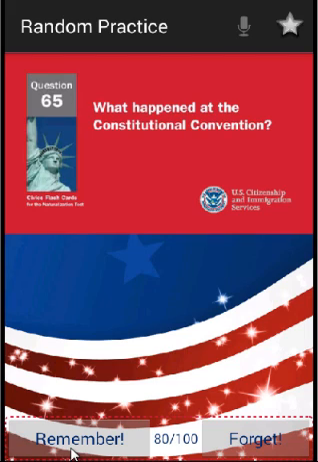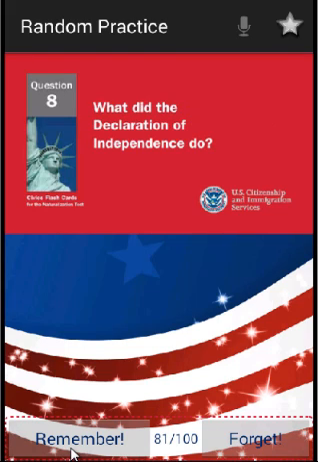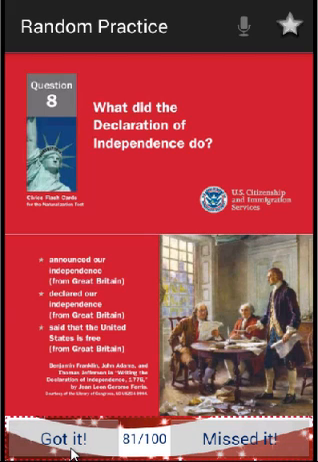What happened at the Constitutional Convention? The Constitution was written. The Founding Fathers wrote the Constitution. What did the Declaration of Independence do? Announced our independence from Great Britain. Declared our independence from Great Britain. Said that the United States is free from Great Britain.